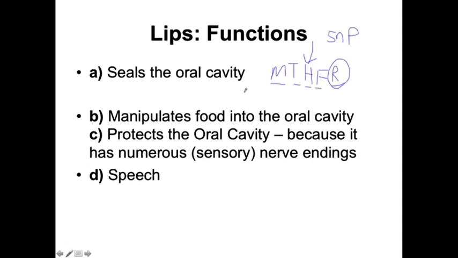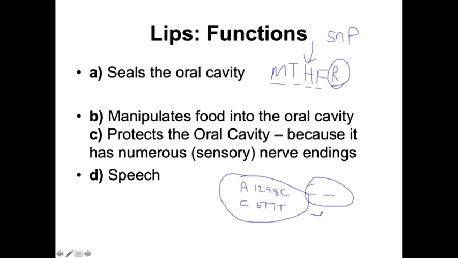And the two, let's see if I can remember, it's the A1298C, or it's the C677T. These are the two alleles that you would test for mutations. If both alleles are affected, then you're homozygous. And if only one allele of the two is affected, then you're heterozygous.